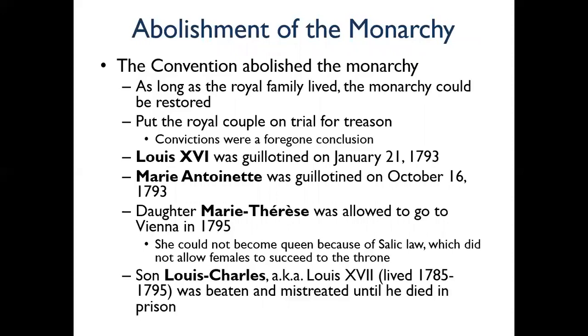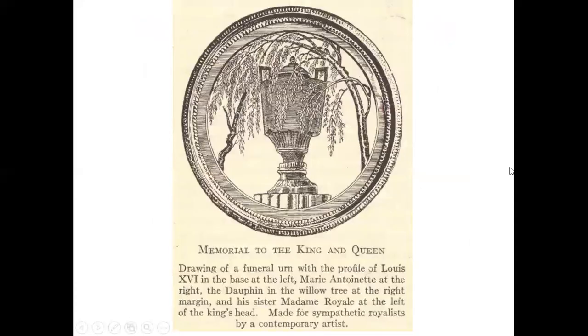Now, if the royal family has come to an end, how can they try to restore the monarchy? They cannot restore the monarchy. The king is not there, the queen is not there, the daughter cannot be a successor to the throne, and the son was also not there. So here comes an end to the monarchy, the abolishment of the monarchy.